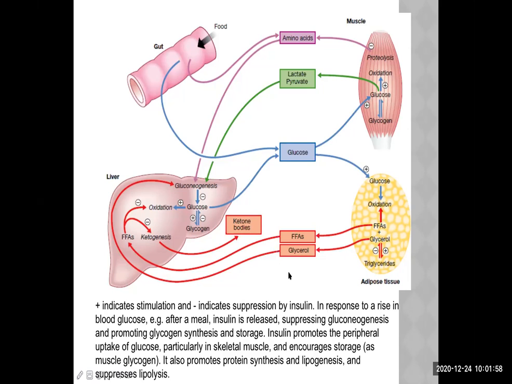Now, let's come out of the liver and enter into the muscle. What is happening in the muscle? See this?